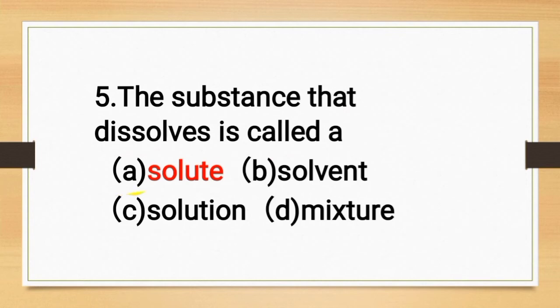Options are A, solute. B, solvent. Option C, solution. And option D, mixture. So here the answer is option A, solute, because it is the substance that dissolves, while solvent is the substance in which solute is dissolved, and solution is a mixture of solute and solvent. So here the answer is solute.